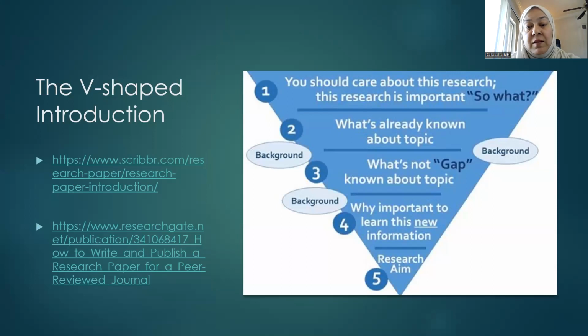Basically, the modern design is the V-shaped design, and you start by describing why this research is important. For example, with fever in a child, I can write that infections are a leading cause of morbidity and mortality in children. That is why people would care about this topic. Then, what is already known about this topic? Then, what is not known about this topic?